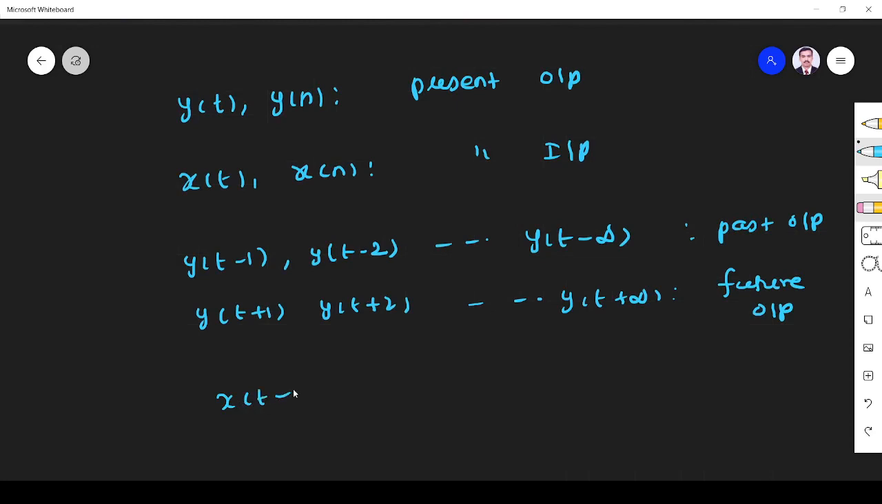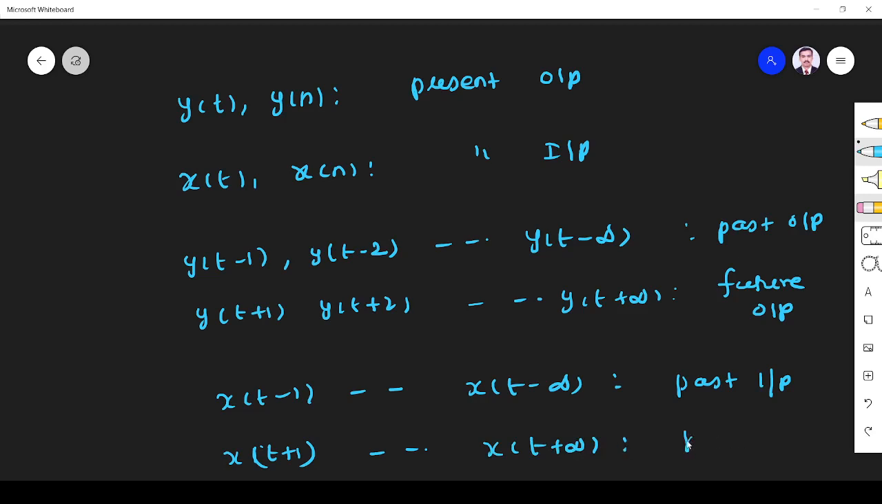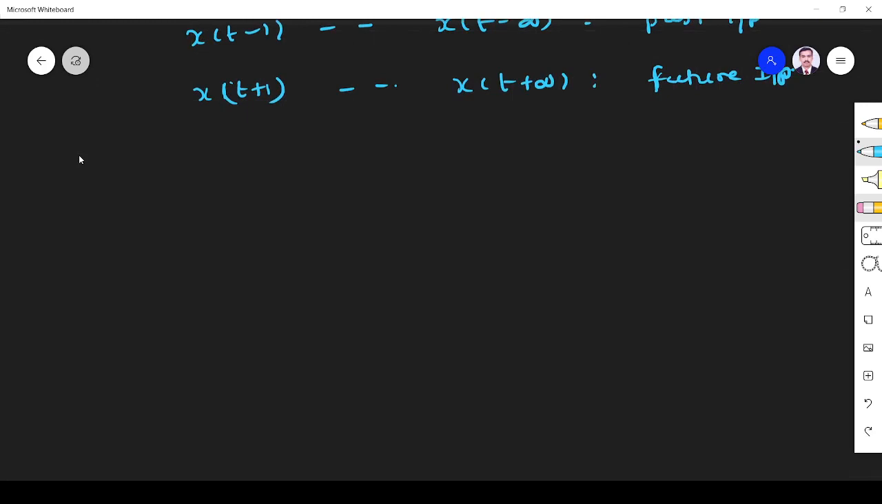Similarly, x of t minus 1 to x of t minus infinity, and similarly x of n minus 1 to n minus infinity, are the past input. x of t plus 1 to x of t plus infinity are the future input, right? So these are all the things we must remember. If you know this notation properly, then you can answer the questions from this area very easily.